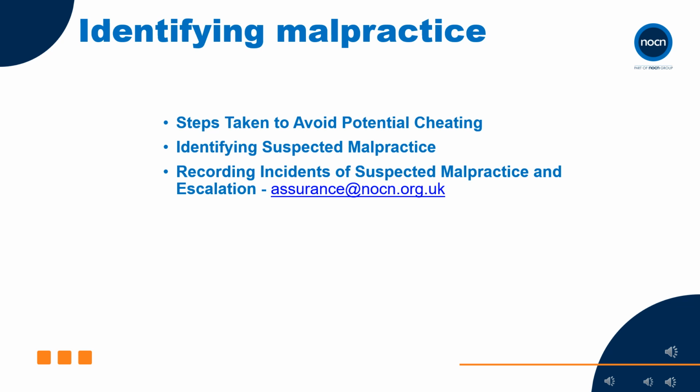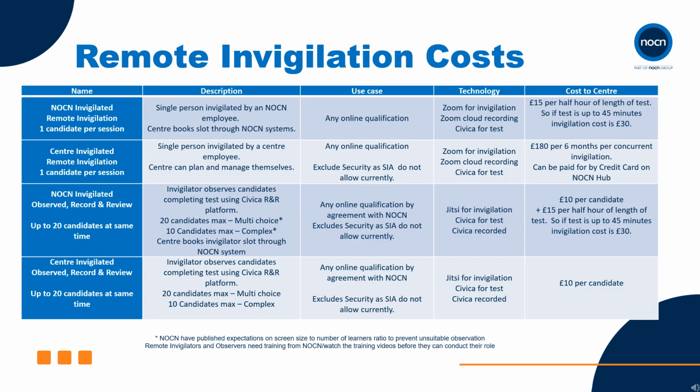There will be a charge to repeat any assessments where it has been decided that malpractice has occurred in a previous assessment. Please find on this slide the current costs for the different styles of remote invigilation offered by NOCN and what is included within that cost.